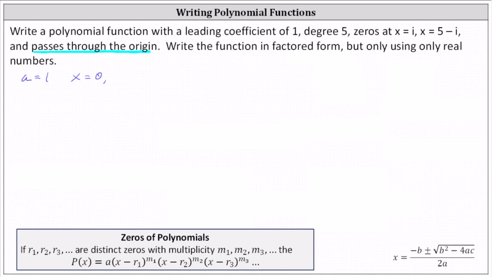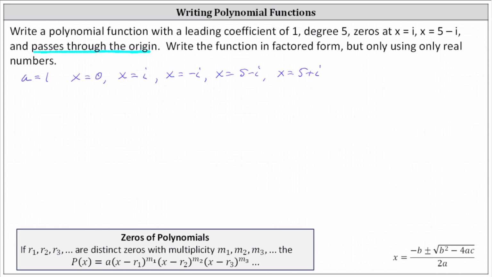Next, we know x equals i is a zero. Complex zeros always come in complex conjugate pairs, which means if x equals i is a zero, then so is x equals negative i. Similarly, if x equals 5 minus i is a zero, then x equals 5 plus i must be a zero. Notice we have a total of 1, 2, 3, 4, 5 zeros, and because we're looking for a degree 5 polynomial, each of the zeros has multiplicity 1.